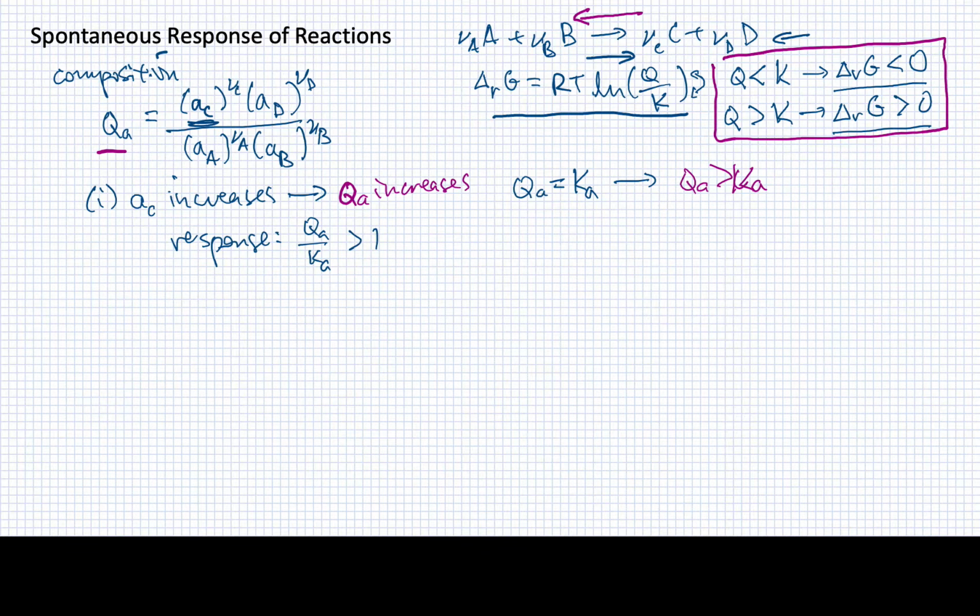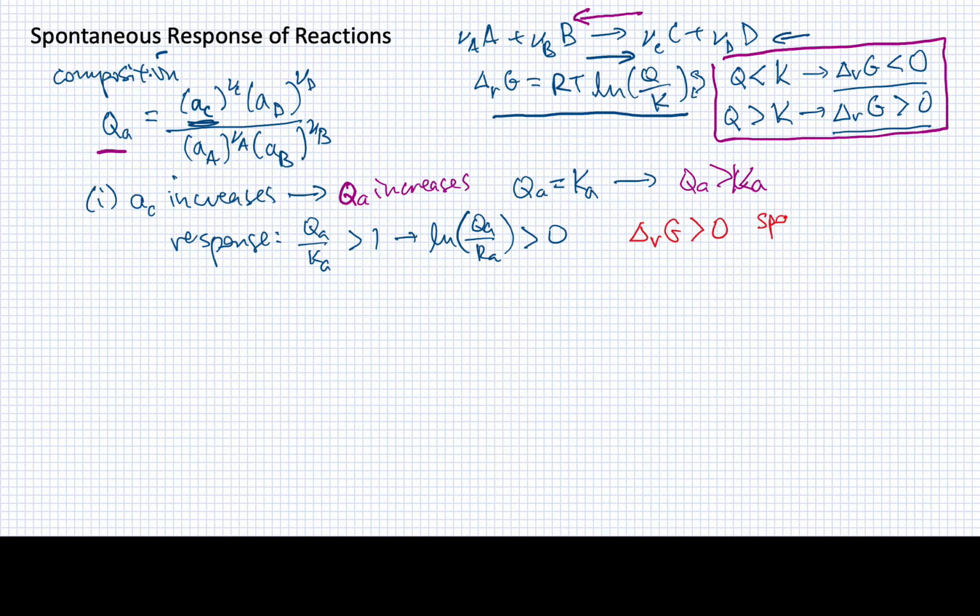So that means that the log of this ratio is a log of a number greater than 1, so this log is greater than 0. So what that means necessarily is that the change in the Gibbs energy for this process is going to be greater than 0. And what do we know about that? It means that the spontaneous direction is going to be toward the reactants.